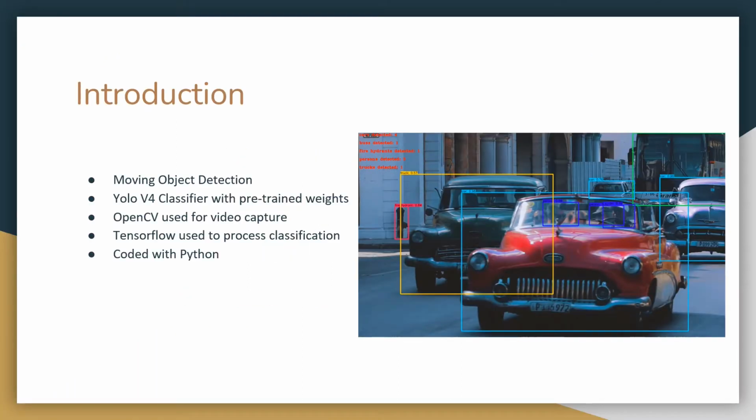The purpose of this project was to explore the capabilities of moving object detection in video applications. Vehicles, objects, and people can all be detected, identified, and tracked through a video so long as they remain visible in the captured frames. Our implementation was coded in Python, and we used a YOLO v4 classifier with pre-trained weights capable of classifying over 80 different objects.